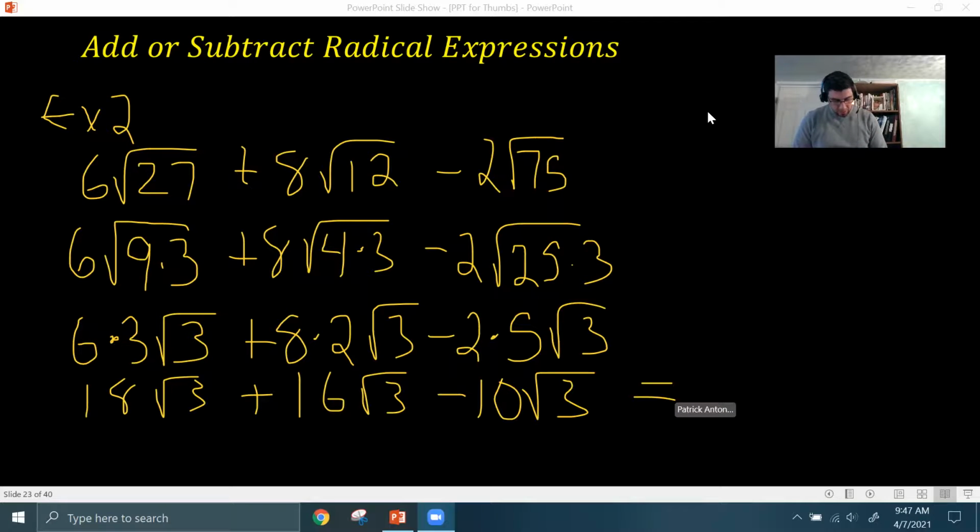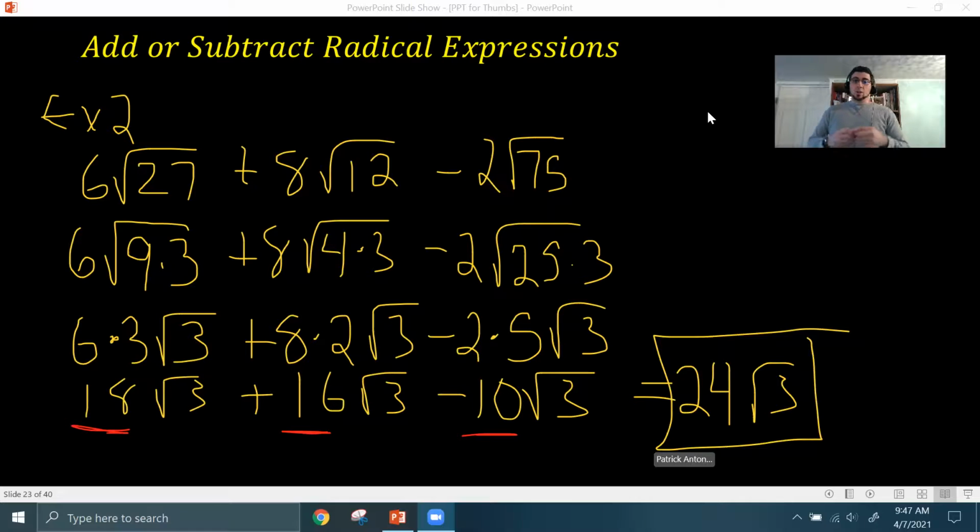And since the coefficients, or the numbers in front of the square roots, are all the same, you can add and subtract those. So 18 plus 16 is 34, minus 10 gives you a final answer of 24 square root of 3. In this case, you had to simplify each radical first. So make sure you check, before you add and subtract, if the radicals can be simplified.